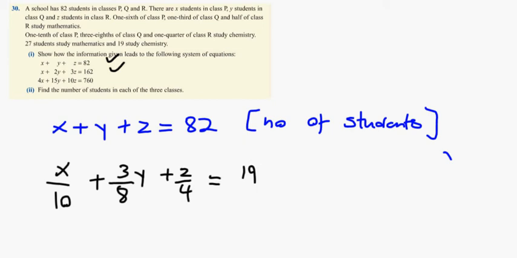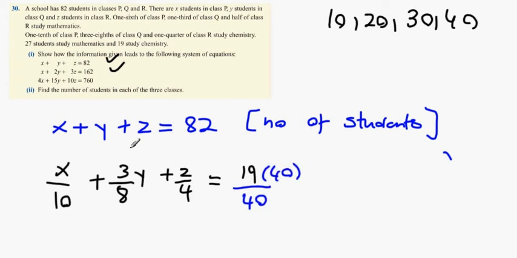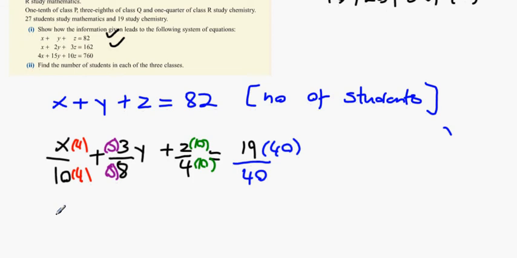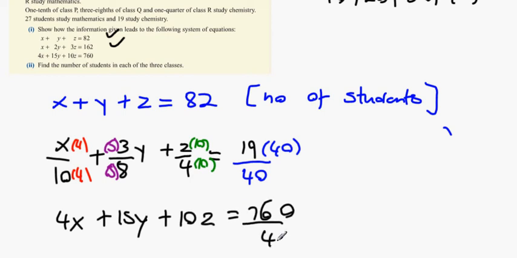Now the lowest common denominator here, I think we're going to have to count up in tens. 10, 20, yeah, it's 40, because 40 is divisible by 10, 8 and 4. So we're going to put this over 40, which means multiplying the top by 4. For this one we're going to multiply by 5, and multiply the last one by 10, top and bottom. Now what this will do is fix the equation as 4x plus 15y plus 10z equals 19 by 40, which is 760. They're both divided by 40, so we can get rid of them. Okay, so that's our third equation.